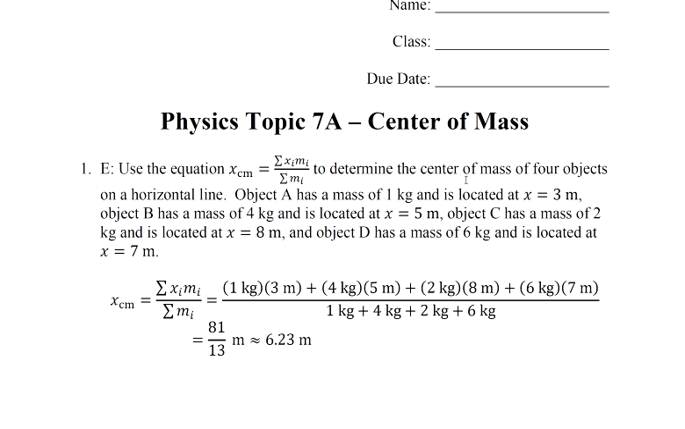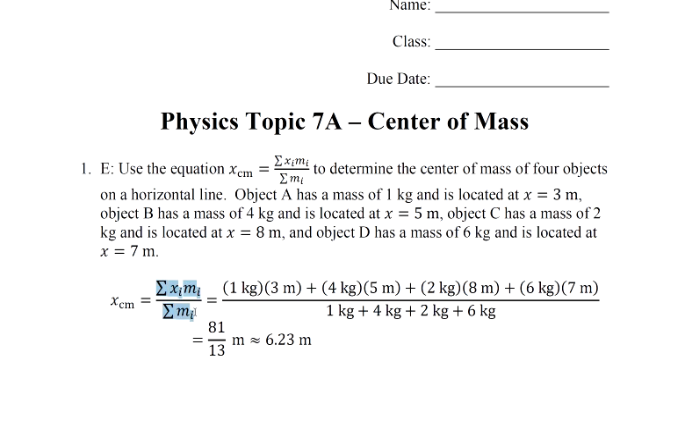This video is on center of mass. Question number 1. Use the equation x center of mass equals sigma x sub i m sub i divided by sigma m sub i to determine the center of mass of 4 objects on a horizontal line. So we are given the mass of each object and the location of each object. So we're going to use this equation.